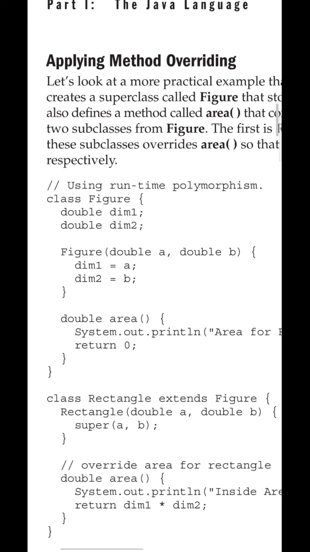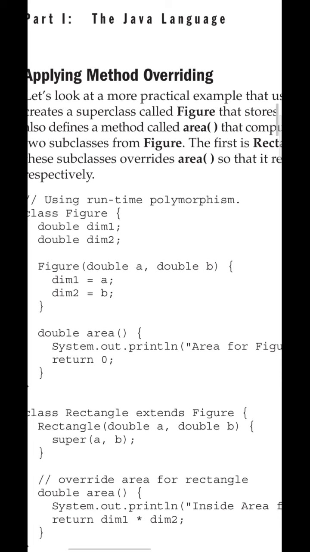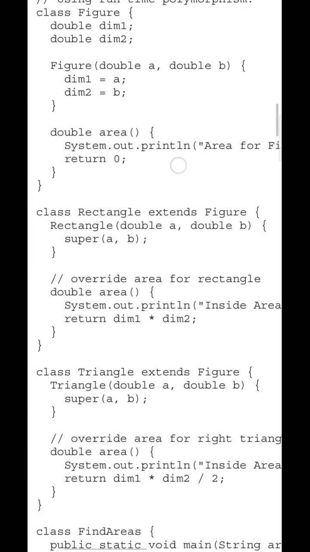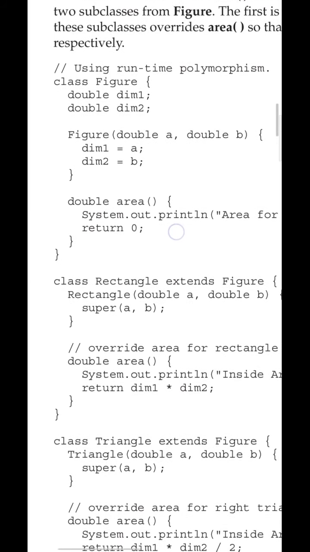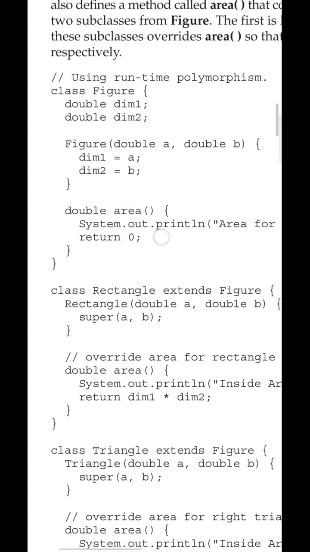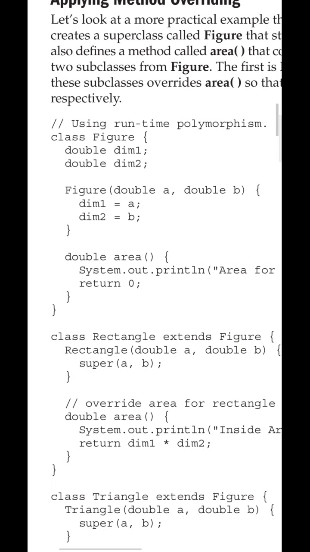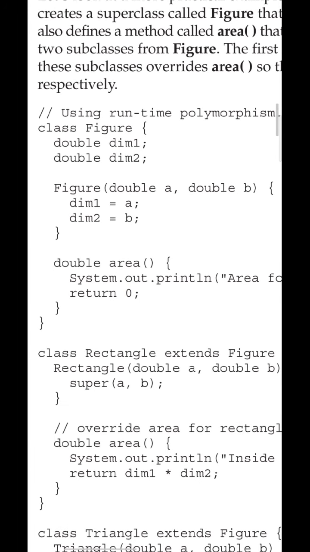So what we are doing is, it's a practical example. We are finding the area of the rectangle as well as the triangle by implementing the method overriding concept. Let us see how. So this uses runtime polymorphism. The meaning of runtime polymorphism I'll explain later.